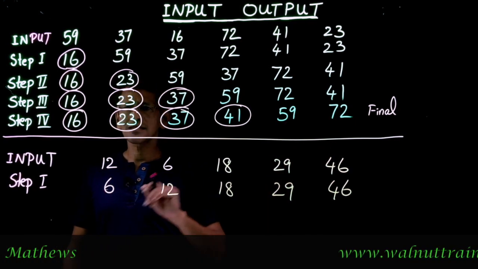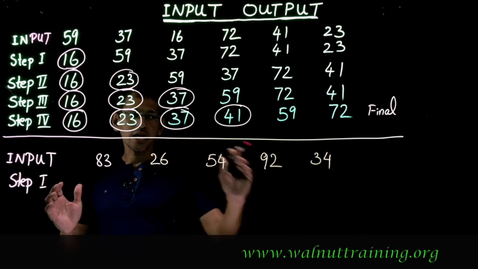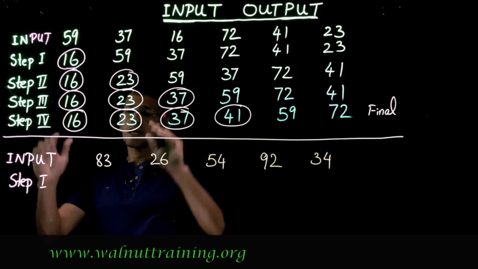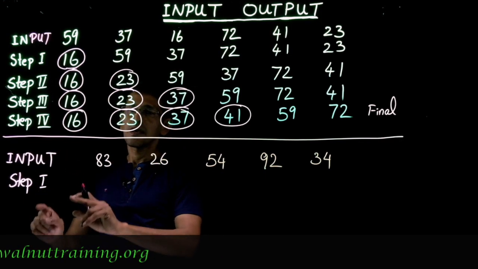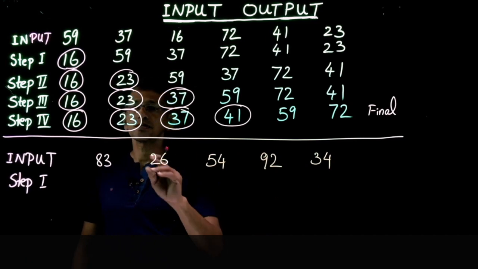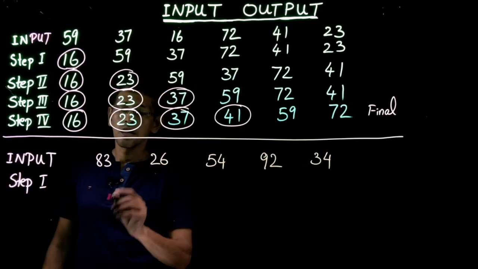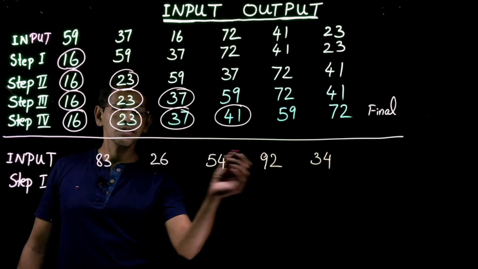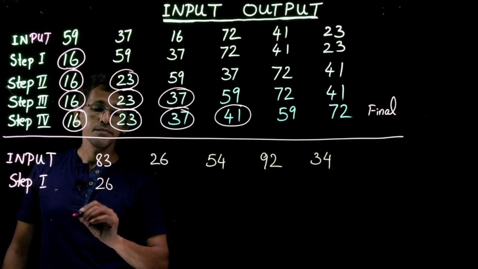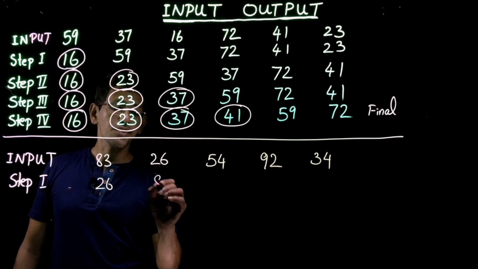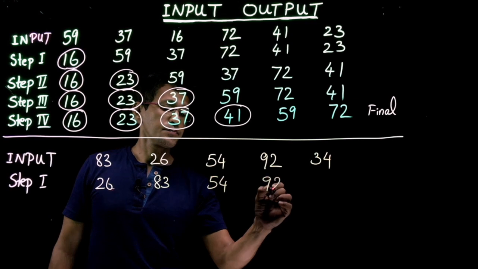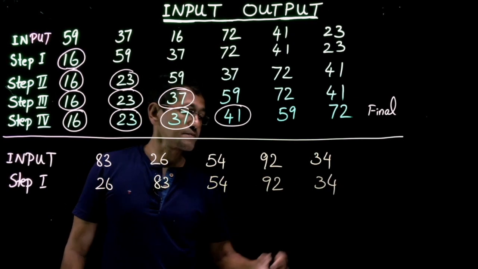We'll take a look at another example. This is a second example we have here. Based on this pattern given over here, we have to find the third step of this given input. Third step. How do you find it? Step 1. The smallest number would be here. Smallest number among this group is 26. 26 would be here. And all other numbers 83, 54, 92 and 34 as it is.